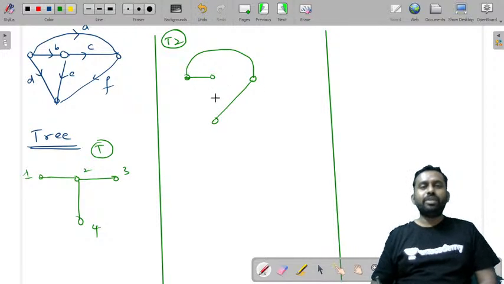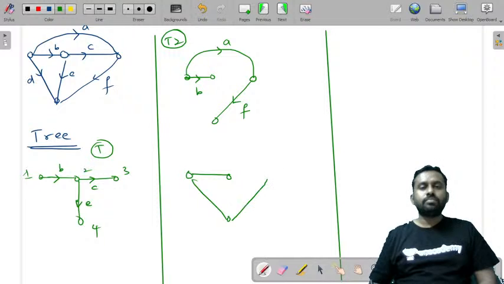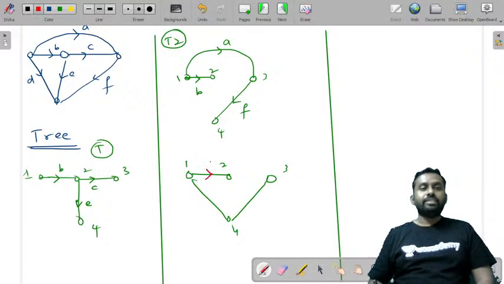If I draw this, it will be a closed path again. So this is A. Let's name this B, C and E. Here you have A, B, F. Now let us draw one more. This is 1. You have all the nodes, say 1, 2, 3, 4. You also have here 1, 2, 3, 4. Every node must be connected. And this is B, this is D, and this is F.